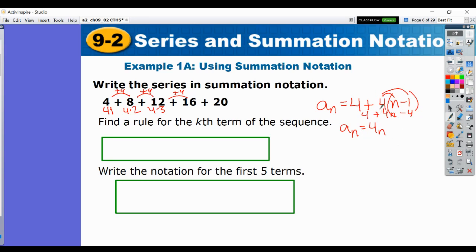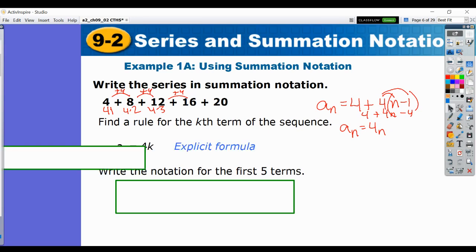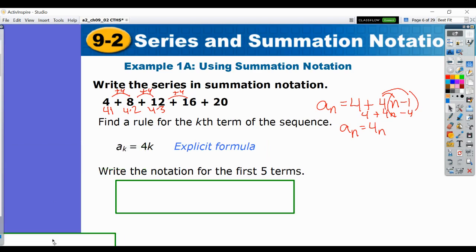Anyway, once you do that, you just write it with a k instead of an n. It really doesn't matter what letters. Some books use k, some books use n, some use i, whatever you want. And then we're just going to put that with the sigma.